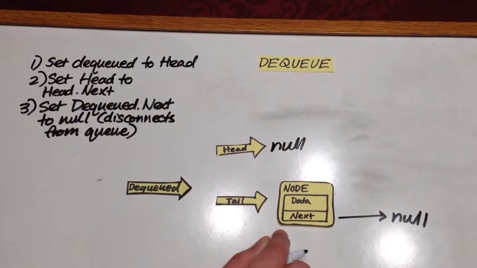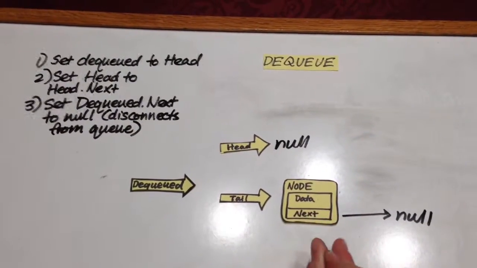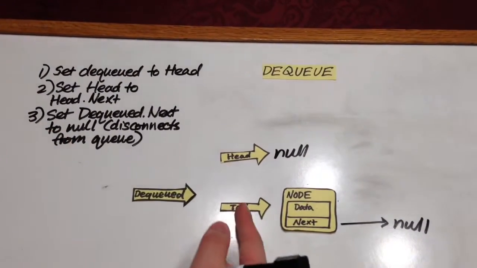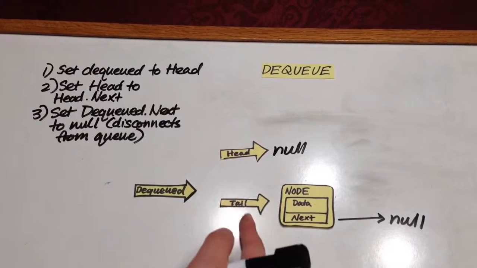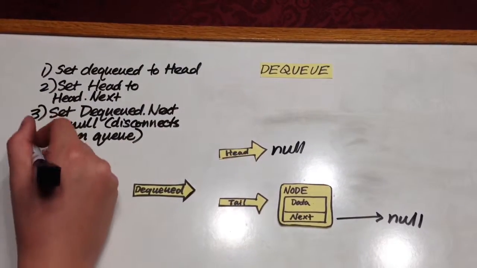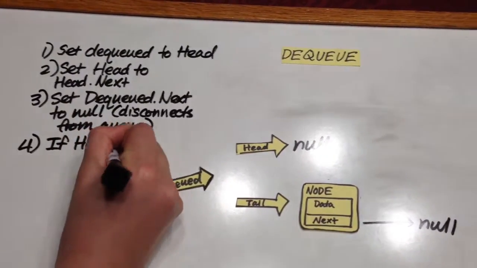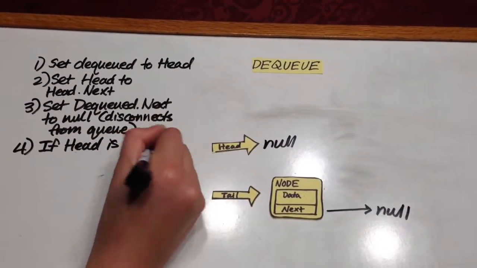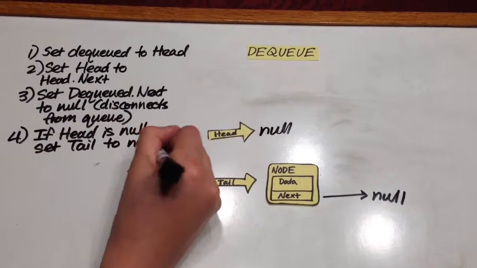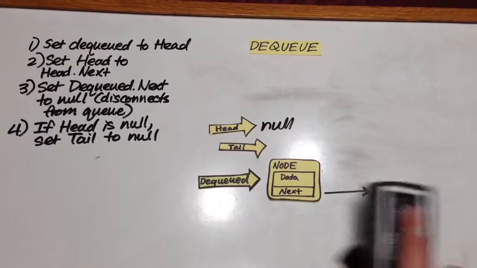But we don't want tail pointing to anything, because that kind of means that this node is still in the queue. So if we want the queue to be empty, head and tail should be pointing to null. So we set tail to null. This case only happens if the head is null. So we set tail to null. And basically, this is not in the queue anymore.